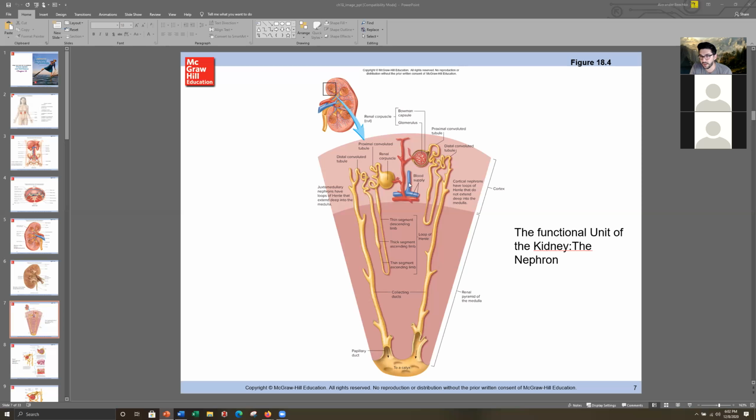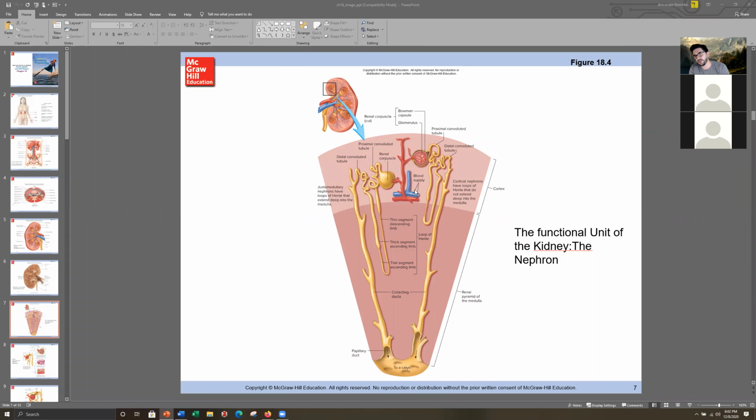So 180 liters. So about 1.8 liters is left over, right? And so that's going to be what we excrete as urine. So after our first journey through the proximal convoluted tubule here, we get down to this bit called the loop of Henle.